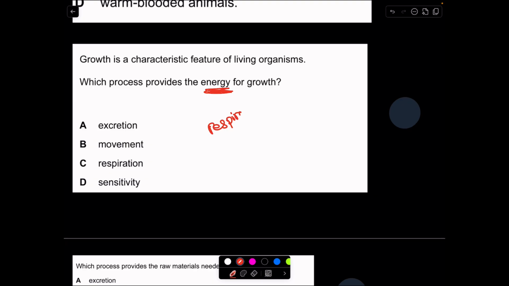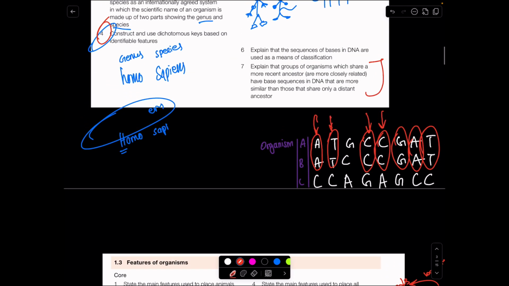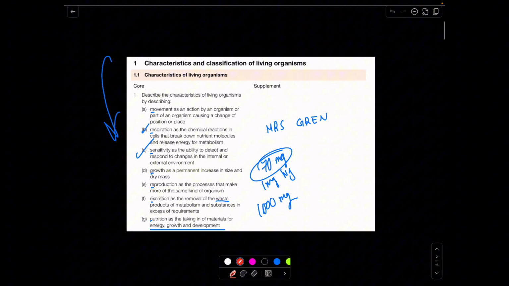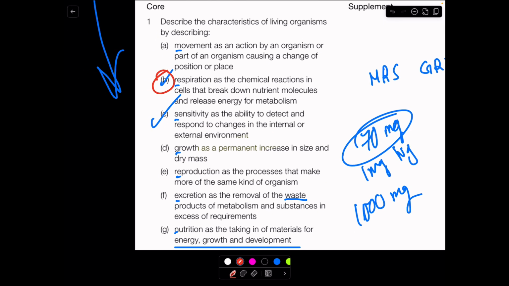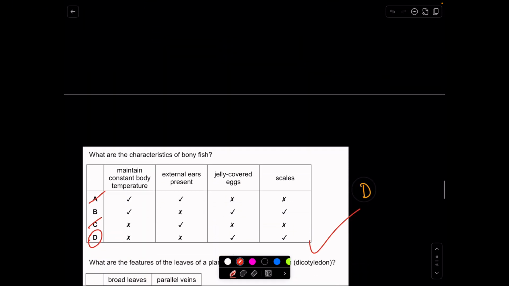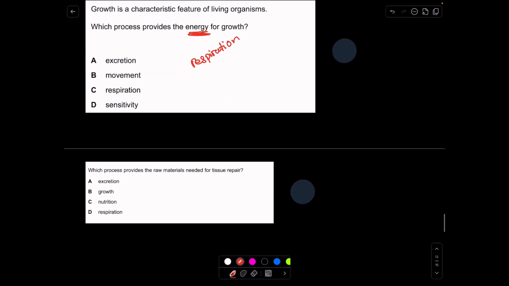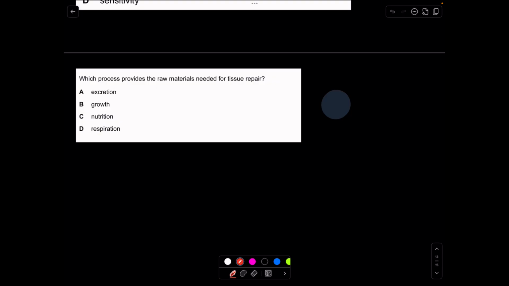We talked about this. It releases energy from metabolism. You can see here. We talked about this. If we go up here, respiration is right here, as the chemical reaction in cells that breaks down nutrient molecules and releases energy for metabolism. Okay, guys, so it's for metabolism. So right here we can see the question is asking us which process provides the energy for growth. That one will be respiration. Okay, so C.